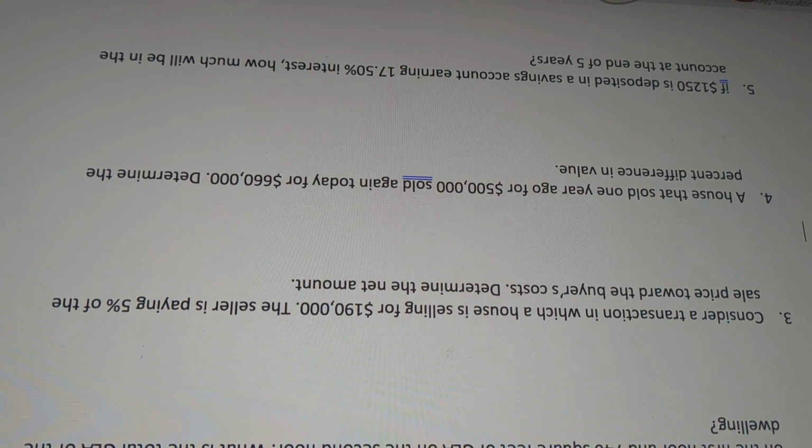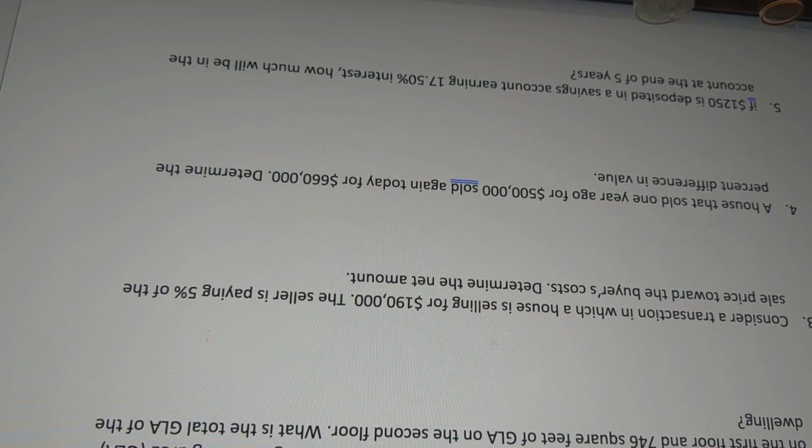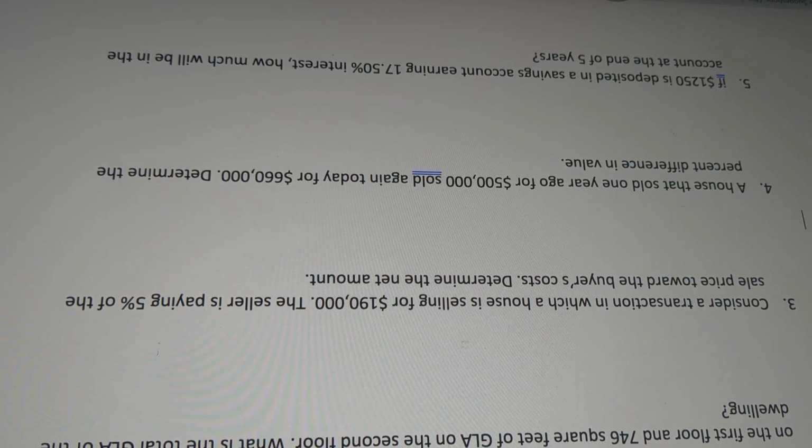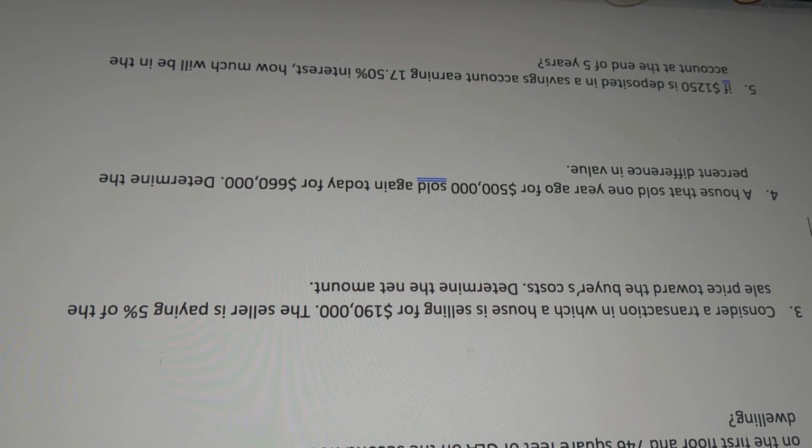Consider a transaction in which a house is selling for 190K. The seller is paying 5% of the sale price toward the buyer's cost. Determine the net amount. So if you were to do this calculation on paper without a calculator, we would be calculating 5% of 190K, how much that would be, and then we would be taking that amount and deducting it from 190K. So that gives us the net.